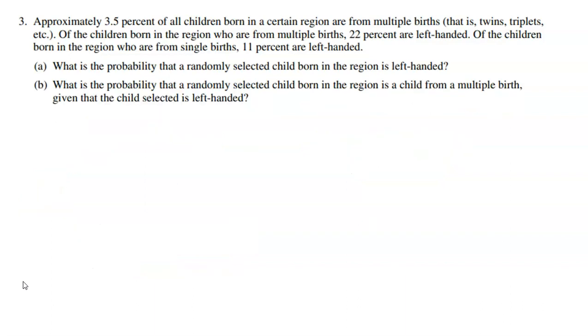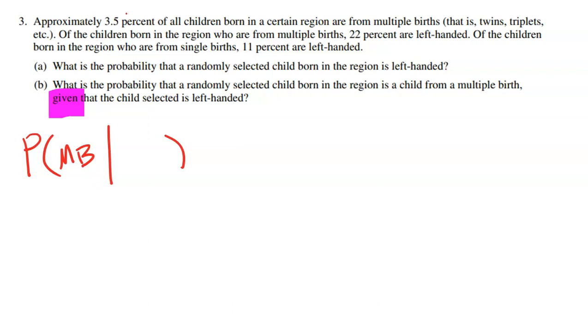All right, part B. What is the probability that a randomly selected child born in the region is a child from multiple birth, given that the child is left-handed? So I see that word given, which is an instant sign I'm working with a conditional probability. So when we write a conditional probability, we use our little P for probability, then we put a line in the parentheses. After the line is the condition, in front of the line is what we're looking for the probability of. So let's make sure we don't get these mixed up. So the question literally says, what is the probability that a randomly selected child is from a multiple birth? So that's what they actually want us to find the probability of, but they're not just stopping there.